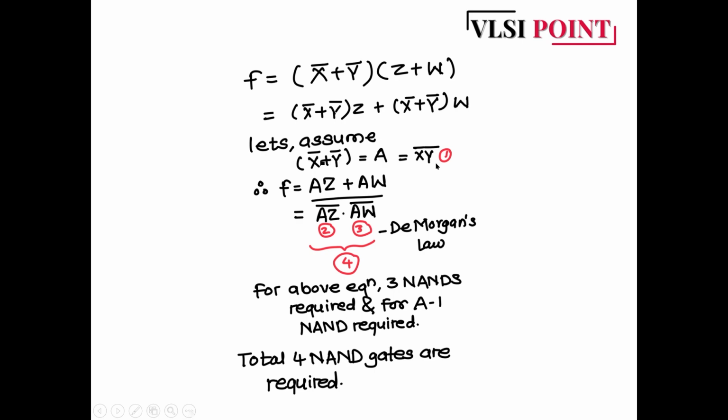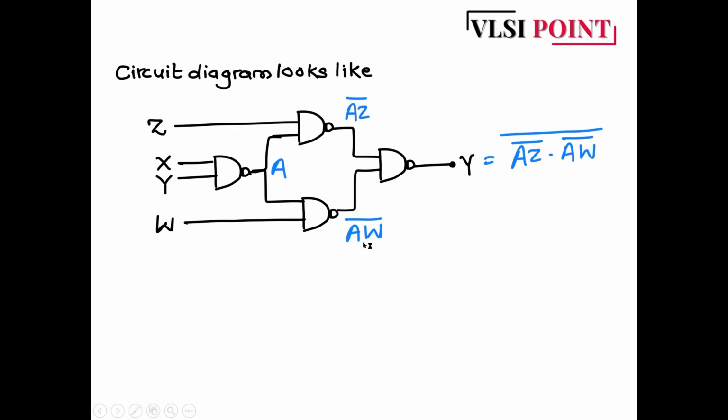NAND gate. Again, (A into Z) whole bar we require as second, (A into W) whole bar we require as third, and you can consider (AZ)' as Z and (AW)' as W. So to implement these two we require a fourth NAND gate. So for this equation we require a total of 4 NAND gates, 1, 2, 3 and this 4. So our answer is 4.